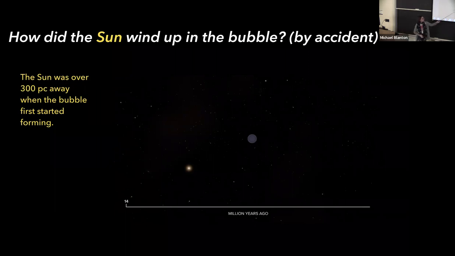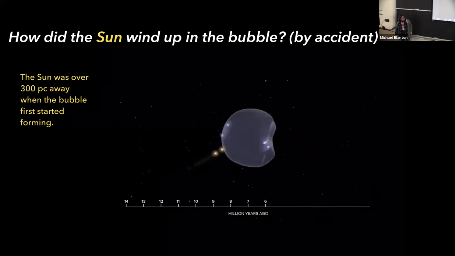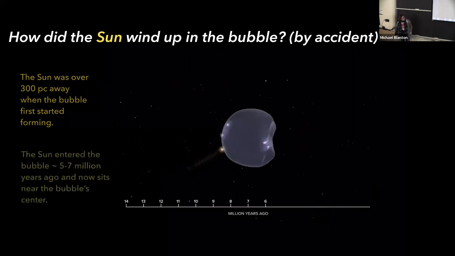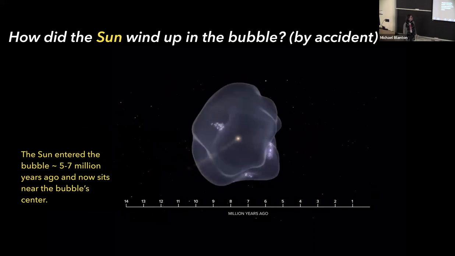And the sun was actually 300 parsecs away, so it was nowhere in sight. It crossed over into the bubble's shell about 5 or 6 million years ago. This is just a cartoon of that. So it's very far away, about 300 parsecs away. Then 5 or 6 million years ago, it crossed into the shell, and it now sits near the center. So it's only been close to the center for the past 3 megayears or so.